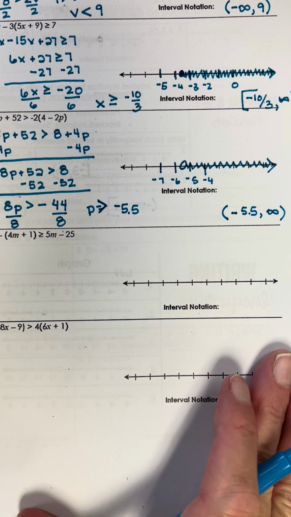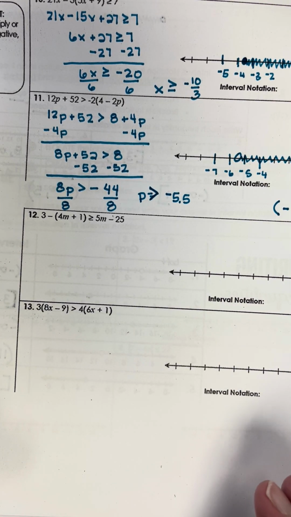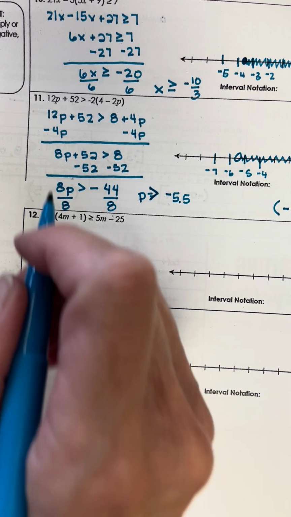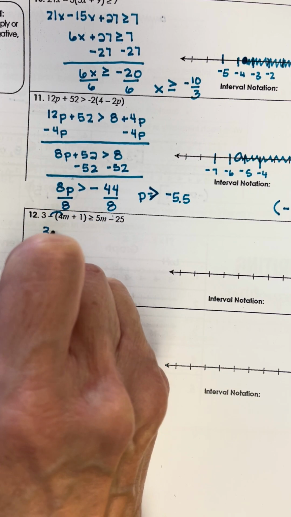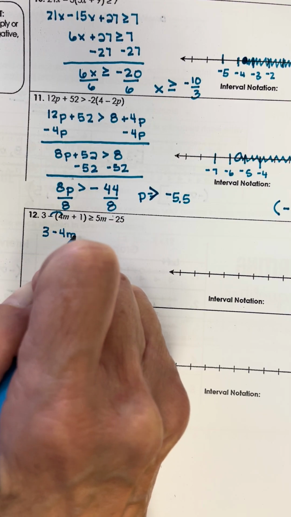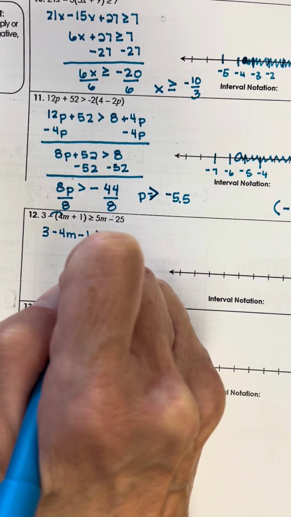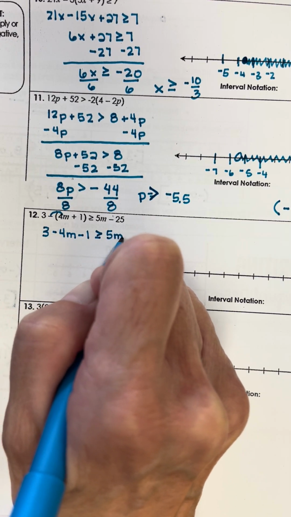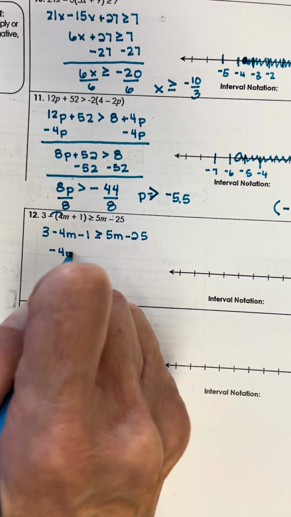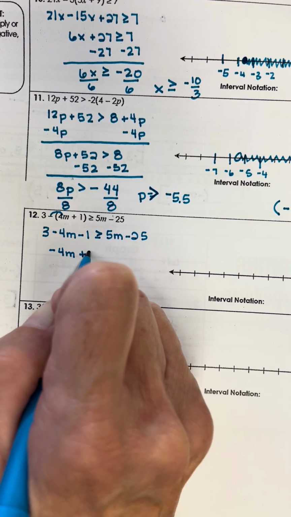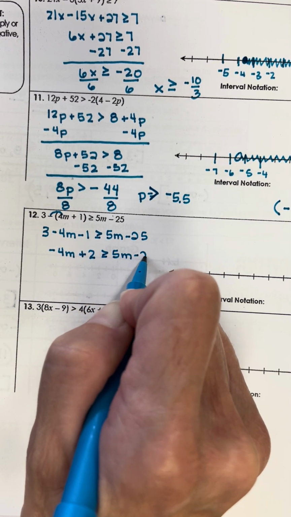All right, last one that I'm going to do for this video's sake, and then you'll have one to complete on your own before you begin the assignment. So I need to write 3, and the negative is going to distribute to the 4m, so negative 4m, and the negative multiplies the 1, so negative 1. And that's greater than or equal to 5m minus 25. Well, I'm going to add together the like terms on the left side, and I get negative 4m plus 2 is greater than or equal to 5m minus 25.